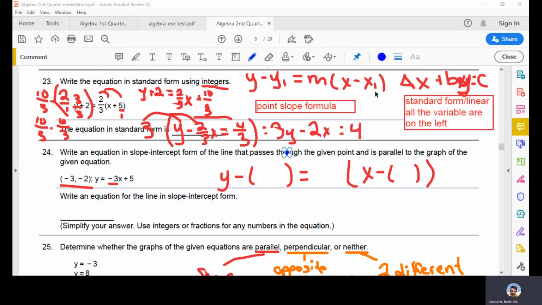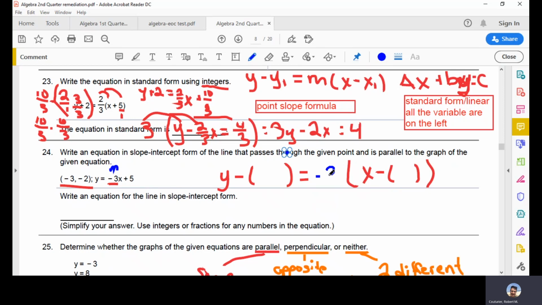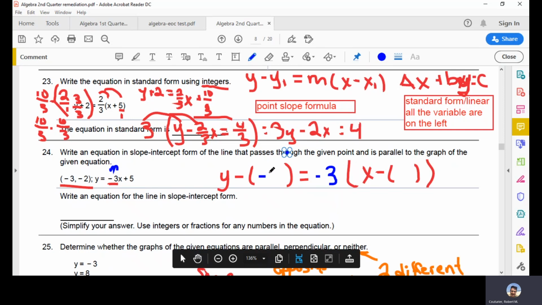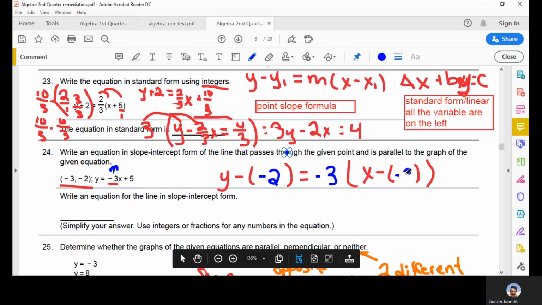I'm changing colors so we can see what's going on. First, the easy part, our slope. This is m right here. Plug our m in, -3. Our y coordinate, which goes here, is -2. Yeah, you see it now? Look, we have a minus and negative popping in. X coordinate, -3. So you have to be careful.